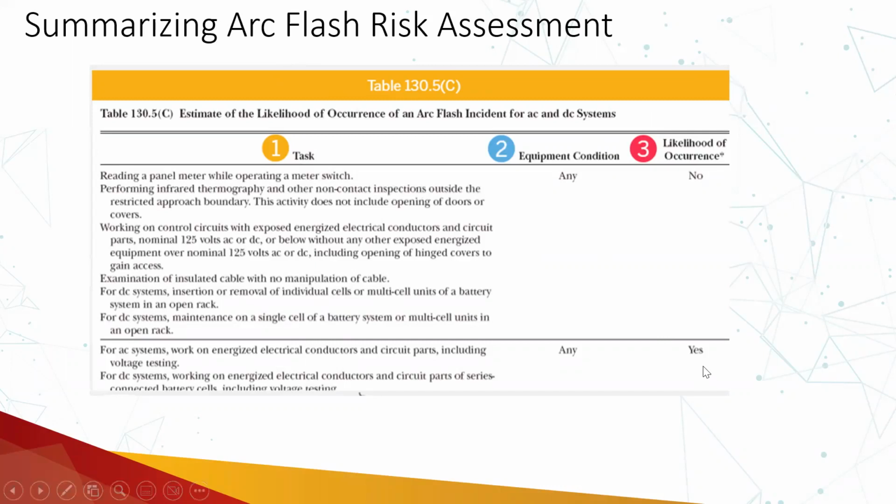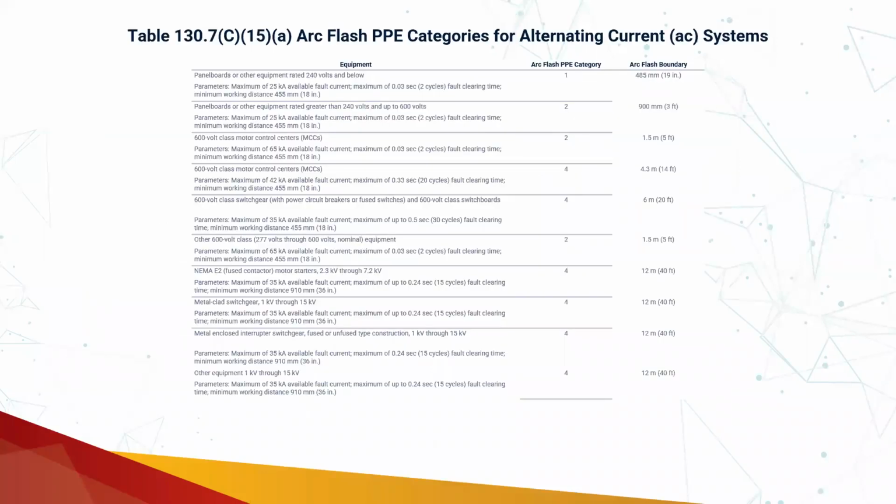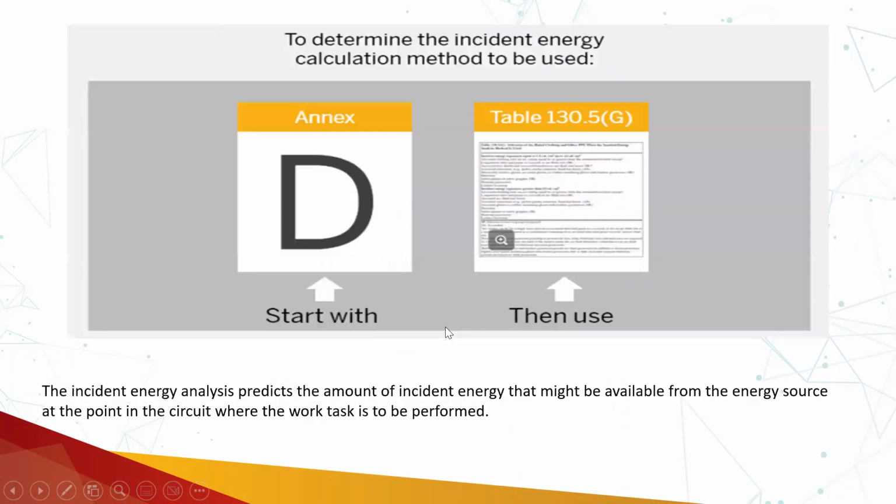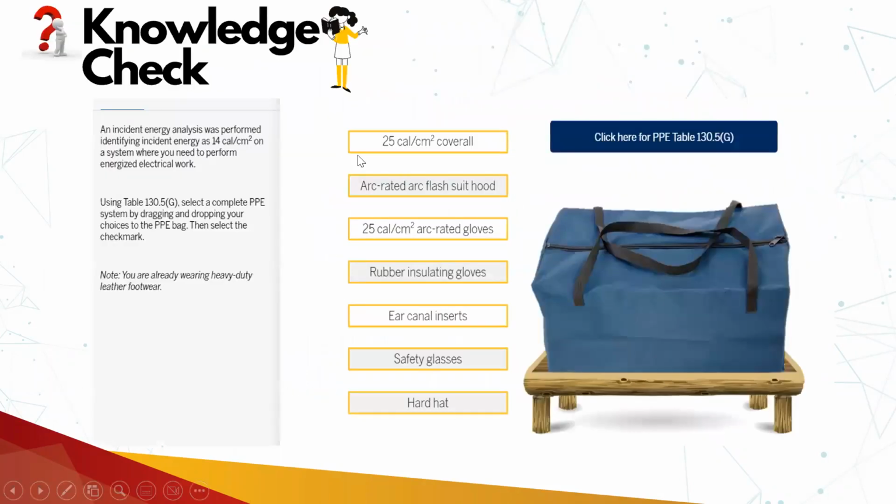But if it is yes, then we will be performing an arc flash risk assessment either based on the incident energy analysis method or the PPE category method. So if the answer is yes, we will be viewing this table. Based on the outcome of this table, we will be selecting our PPE directly, or we will be using NFPA 70E or IEEE 1584 method of the incident energy analysis method, and then we will be selecting PPE.